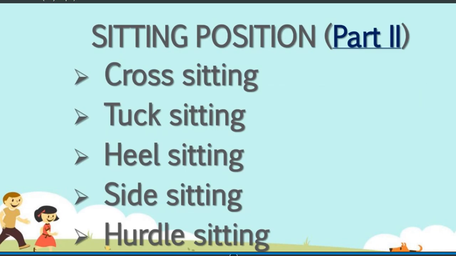So those are the second part of the examples of sitting positions. So let's count them again. The first one is called cross sitting. Number 2, tuck sitting. Number 3, heel sitting. Number 4, side sitting. And number 5, hurdle sitting. So those are the second set of examples of your sitting position.